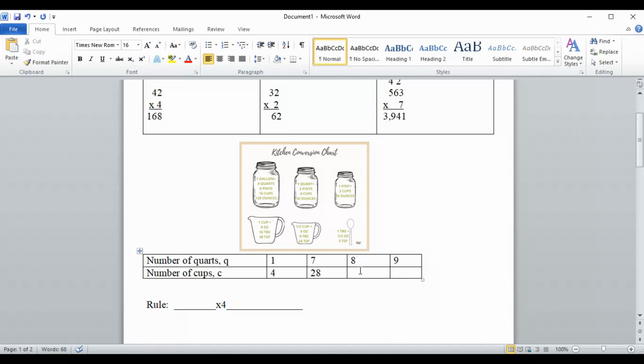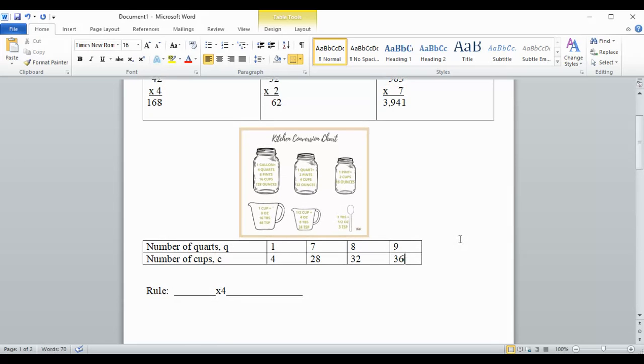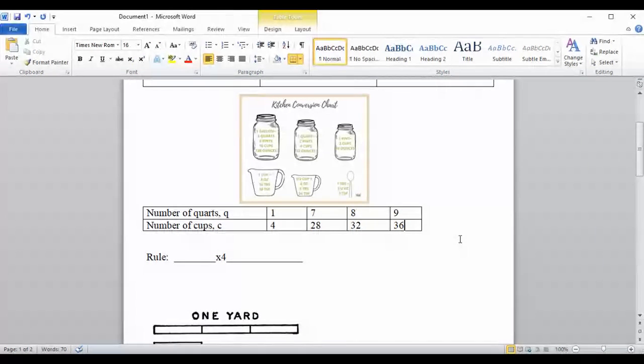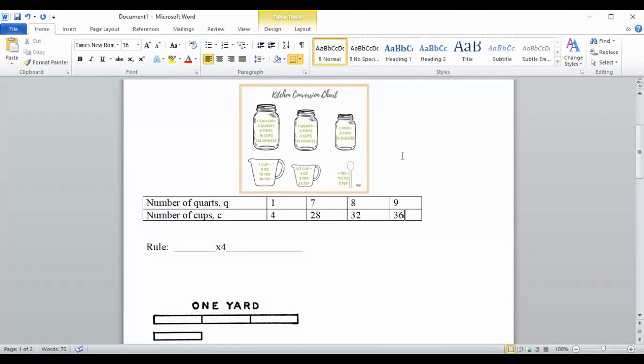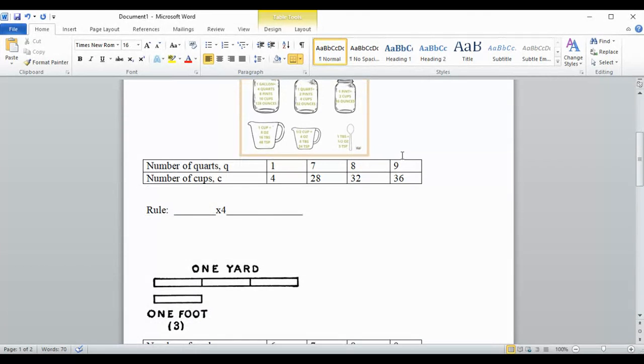8 times 4 is 32. And 9 times 4 is 36. So you're going to have a very similar input-output chart. I wanted to put this on here so you could see the visual of the cup equaling the quart. This is not the greatest visual because this cup looks as big as that quart, but you might go into your kitchen and get out a measuring cup and see how big it actually looks.